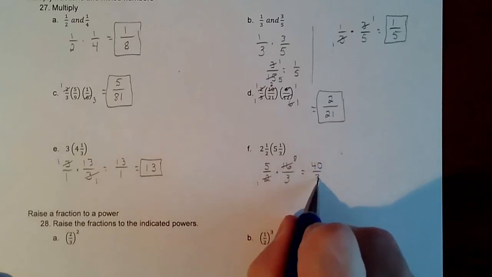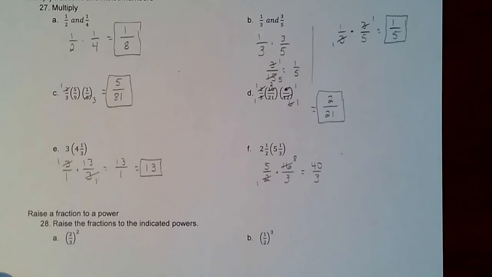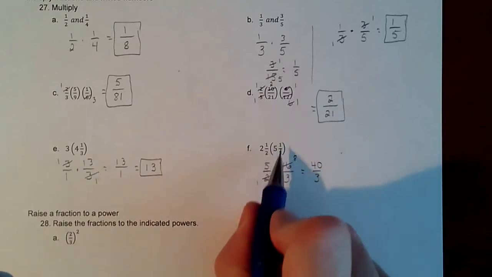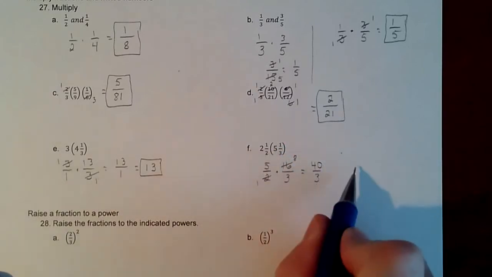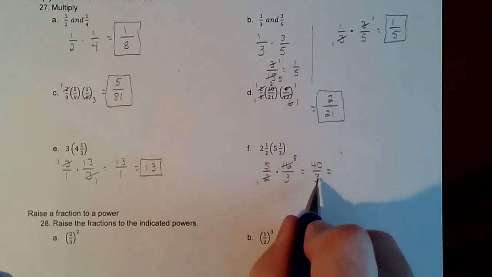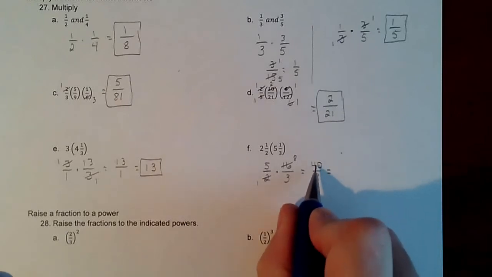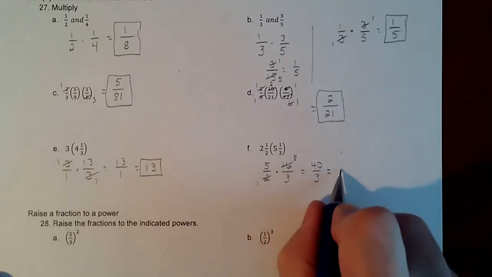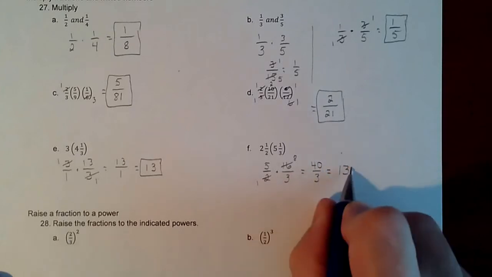I will say most likely that if your numbers start as mixed numbers, you're going to want to take this out to a mixed number as well. So I'm going to figure out how many times 3 goes into 40. 3 goes into 40 13 times, which is 39. And then I have a 1 left over.